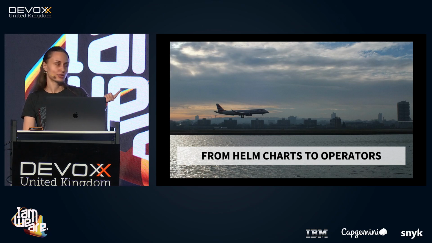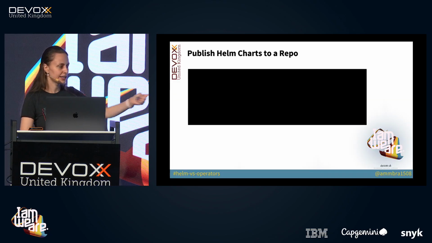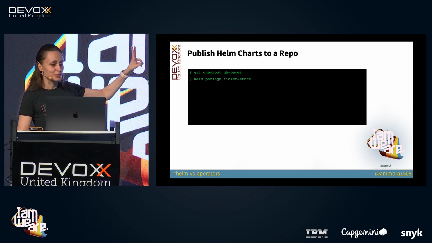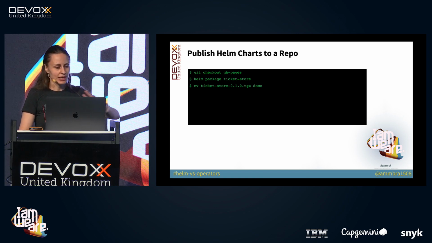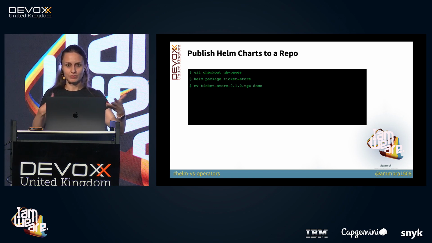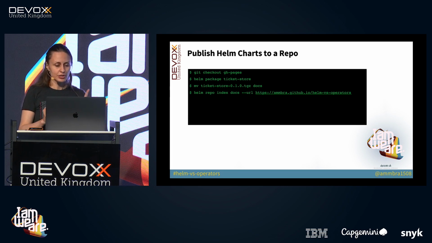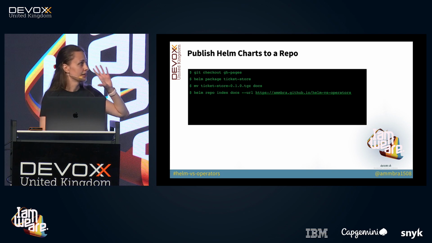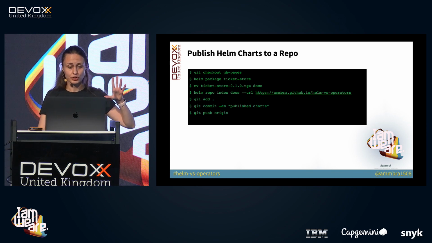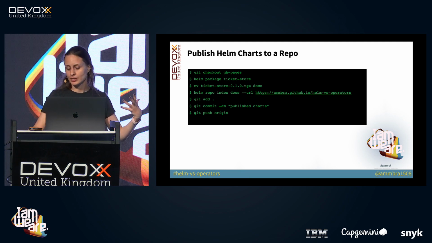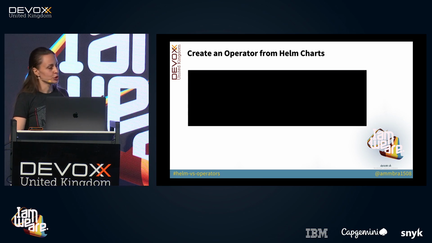Now, how to evolve from Helm charts to operators? First of all, I published my Helm chart to a repo, and you can use GitHub as your Helm charts repository. I packaged my charts because I started to do Helm charts for the front end as well. Then I added a Helm repo index to say that this is going to be my repo where you're going to find these charts, and you should be indexing them. And then I just ran some simple commands for Git to add my published charts, to be seen as published.